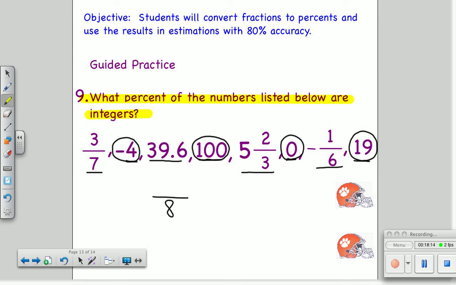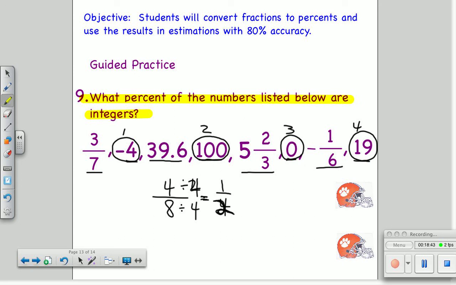So how many do I have? 1, 2, 3, 4. I have 4 of them. So of the 8 numbers, 4 of them are integers. Now what percent is this? 4 out of 8. Divide by 2 to reduce it, or by 4, sorry. 4 divided by 4 is 1. 8 divided by 4 is 4. 2, sorry.